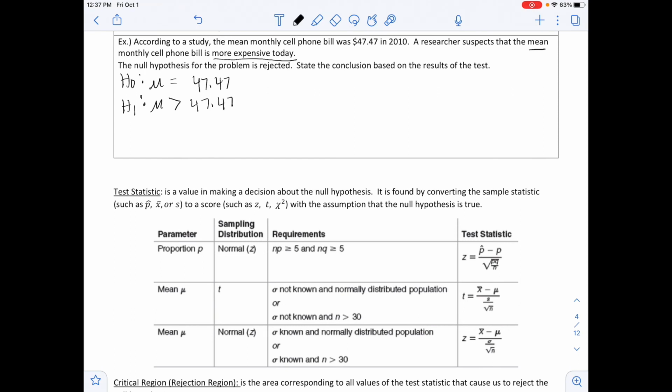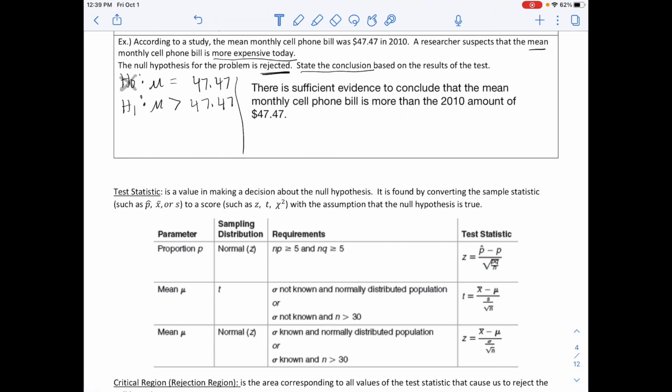And so for this problem, the null hypothesis is rejected. So that means that we are rejecting H naught. And our findings, we're actually going to be going with and saying that we don't reject those. And so we have to state the conclusion based upon the results of the test. So in conclusion, there is sufficient evidence.